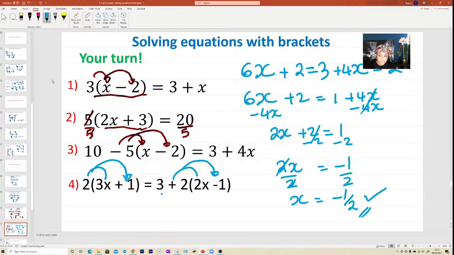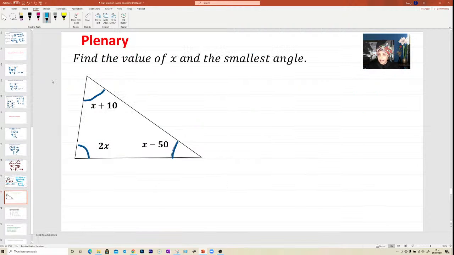Okay. Right, let's go to the next one. It's the last question for this session. We need to find the value of x and the smallest angle. Okay, so should I give you 2 minutes to do this? And let me see the answers on the chat.